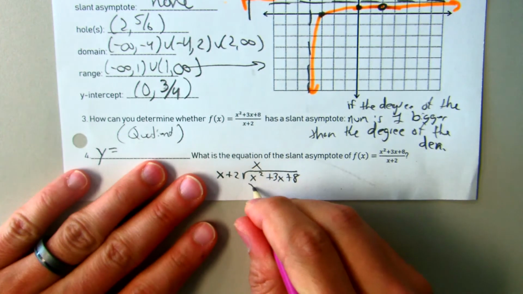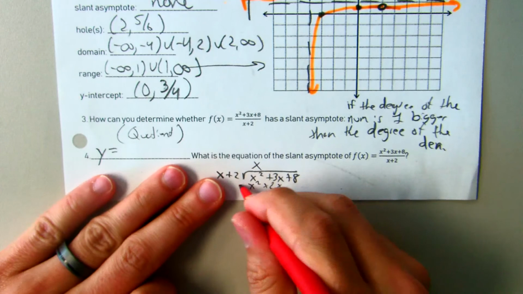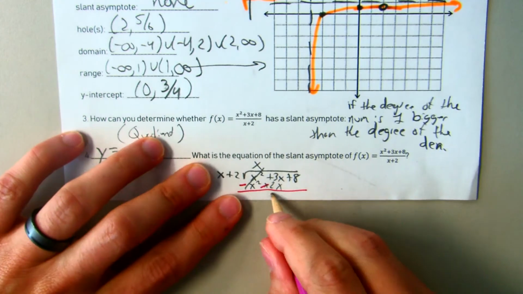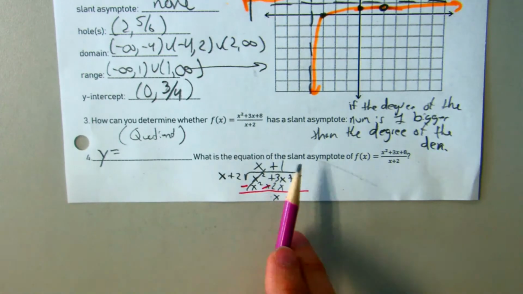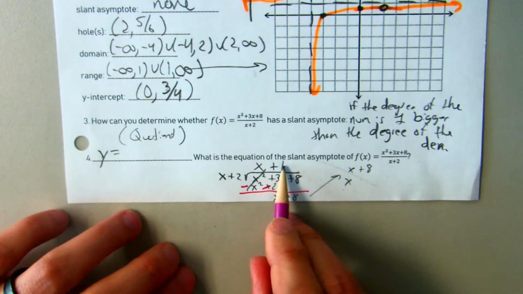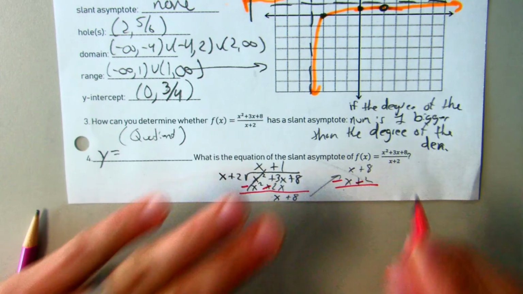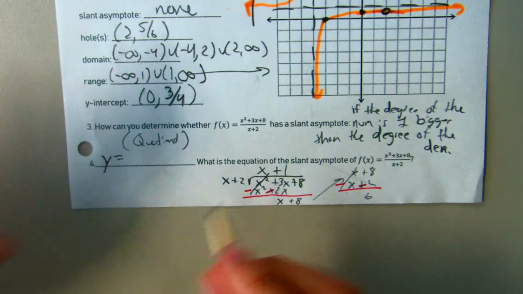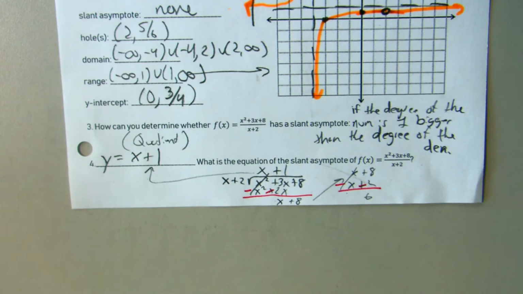So x times x gives you x squared, x times 2 gives you 2x. Change the signs and add so that you're ultimately subtracting, and that gives you x plus 8. And then the next part of your quotient is 1, because 1 times x is x, plus 1 times 2 is 2. Subtract all of this, or change the signs and add. You get a remainder of 6, but we don't care about the remainder. Y equals just whatever the quotient is.